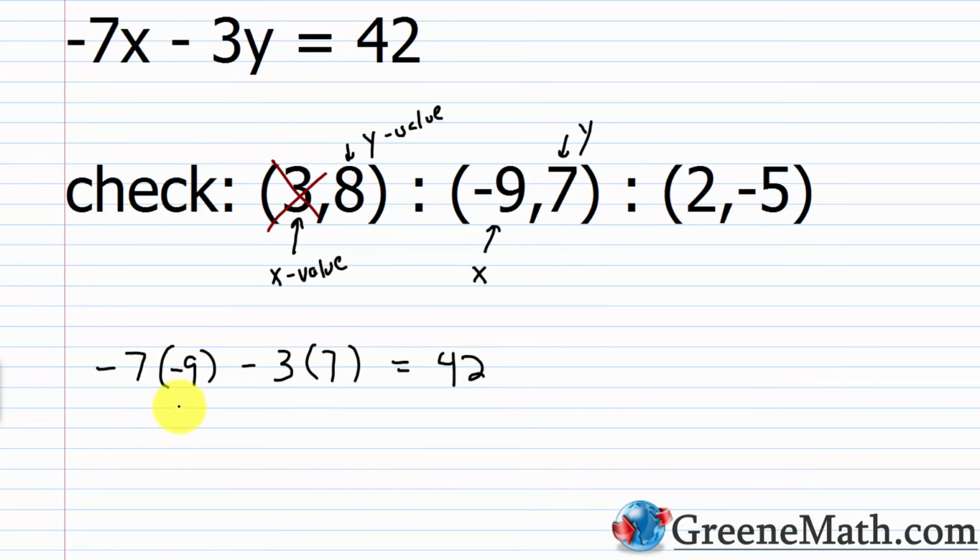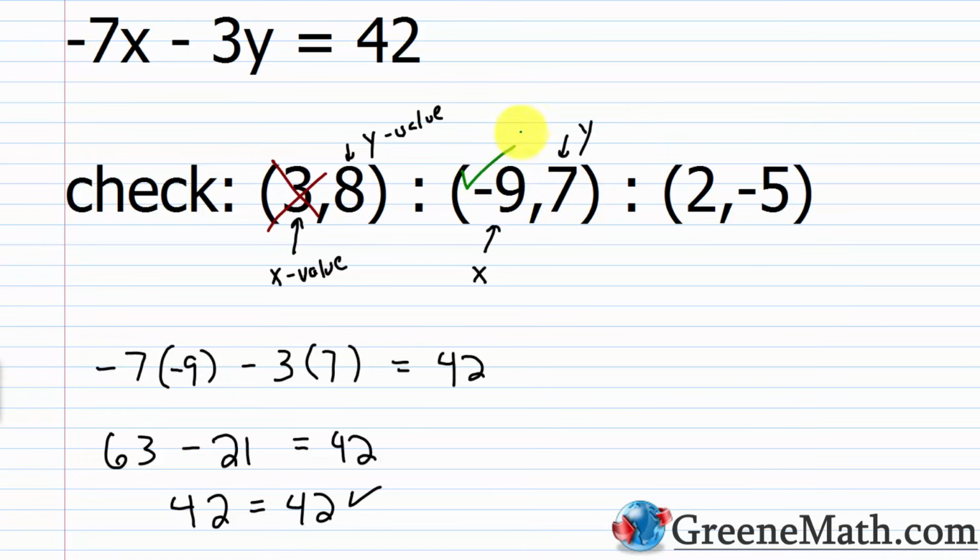Negative 7 times negative 9 is 63. Minus 3 times 7 is 21. This should equal 42. And in fact, it does. 63 minus 21 is 42. So you get 42 equals 42. So that checks out. And so we can say that (negative 9, 7), this ordered pair, is a solution.